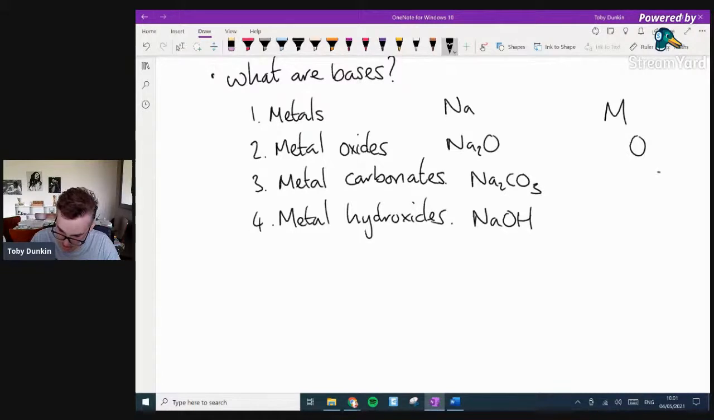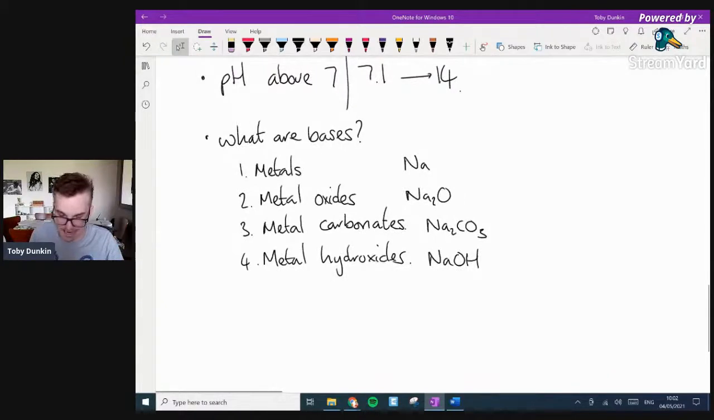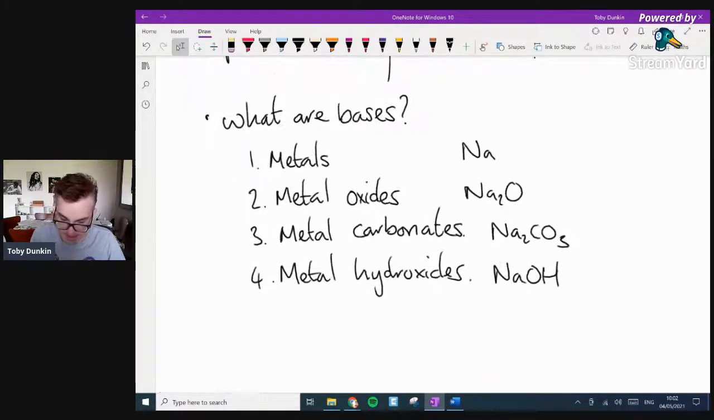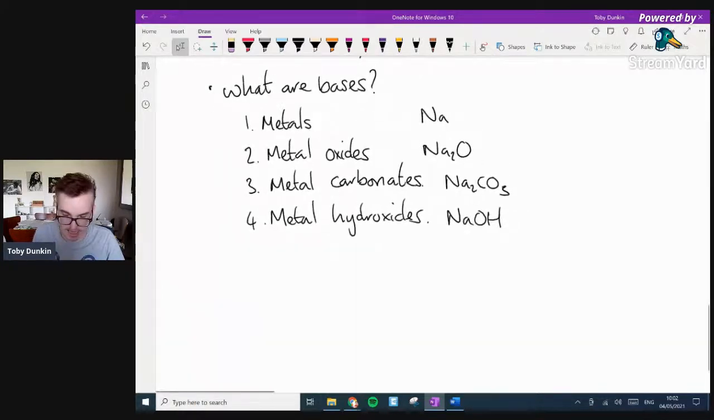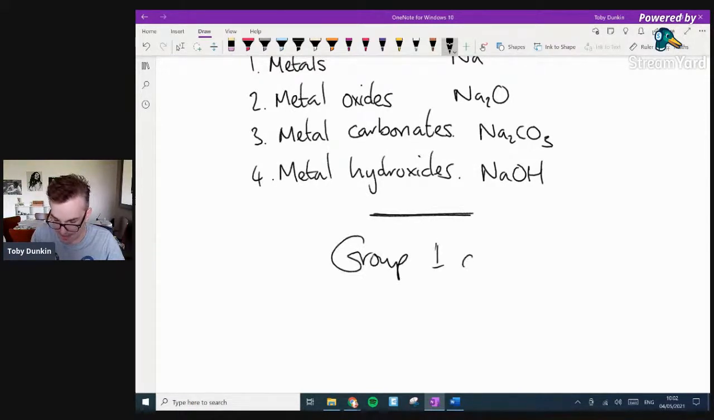Metals, metal oxides, metal carbonates, metal hydroxides. You always think of these as bases. Anyway, so these are bases. This is, by the way, hence why group 1 is called the alkali metals, just so you know. It's nice to pick up those things, guys. Just a reminder of group 1 chemistry. Group 1, the alkali metals.